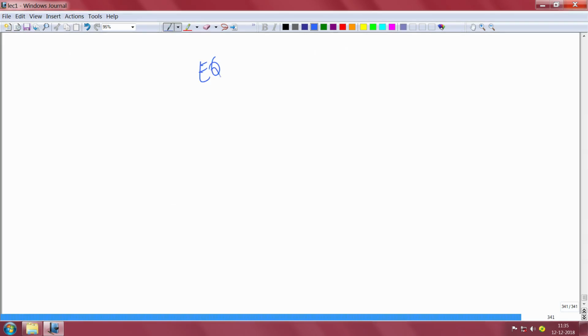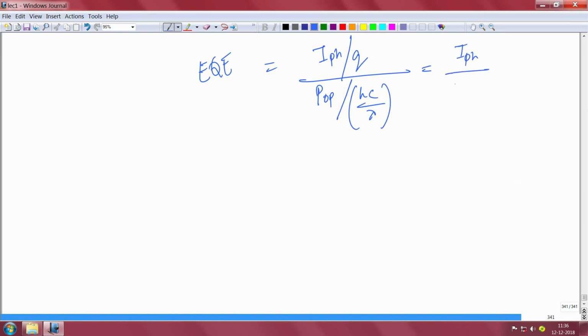EQE is a figure of merit, by the way. EQE is the total photocurrent divided by the charge of an electron, divided by the total optical power divided by hc by lambda. What it becomes is I photon, the photocurrent, divided by optical power times hc by q lambda. This is your external quantum efficiency, a very important figure of merit for your photodetector. And I told you that external quantum efficiency, EQE, is the internal quantum efficiency times the efficiency that is limited because of collection.